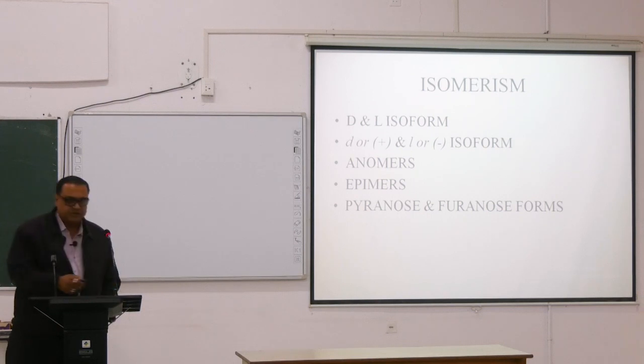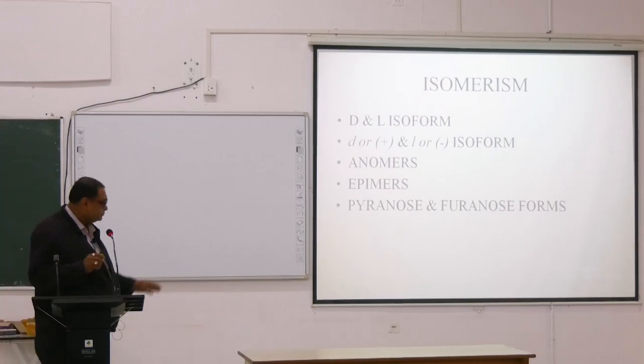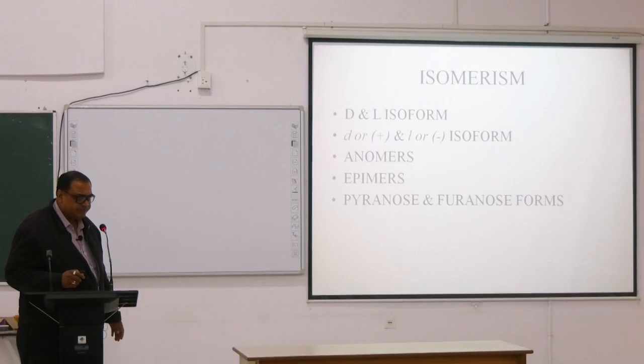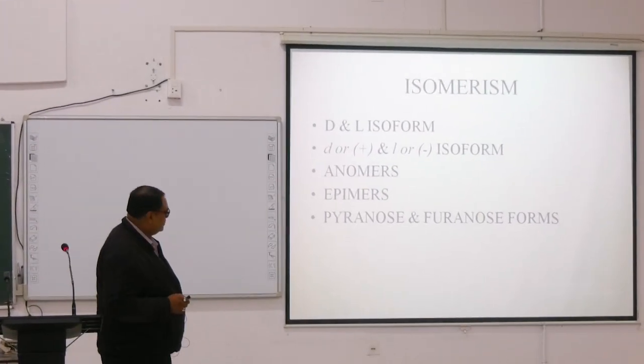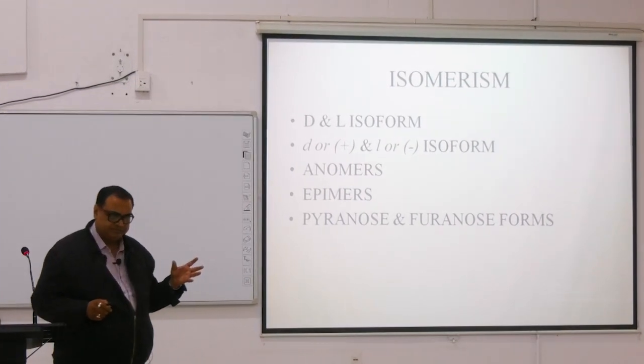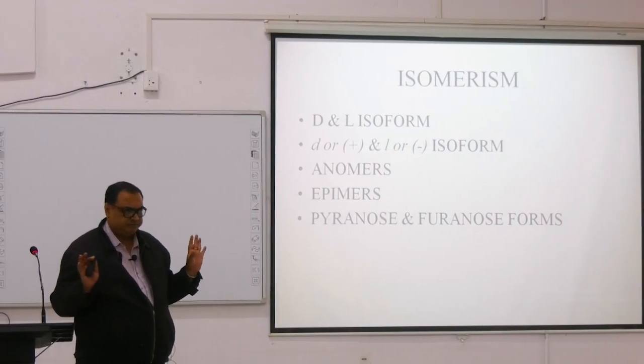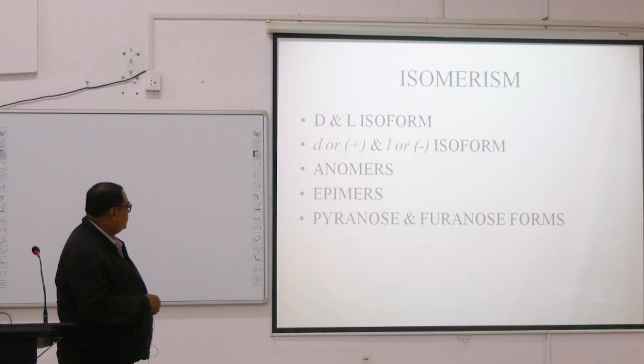So when it comes to isomerism, we have to remember at least 5 of these. And you have to give the definition of each type and one example. That's all. So D and L isoform.